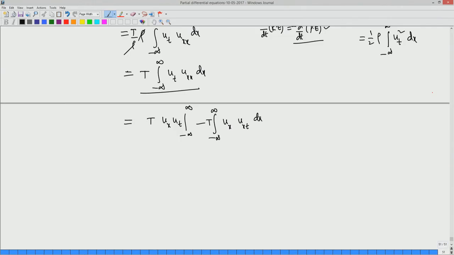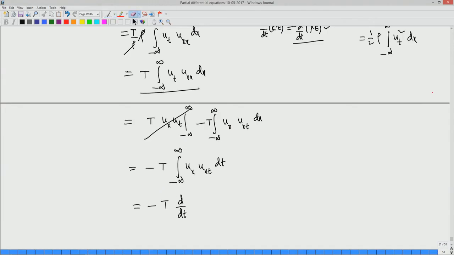So, at infinity the displacement has to subside to 0, or the slope should be 0. The velocity at infinity, at the extremes, has to be 0. So this term will be 0. What you have is this minus t minus infinity. I want to take the derivative out. How do I write this derivative? You can simply say what you have is u_x u_xt dx.